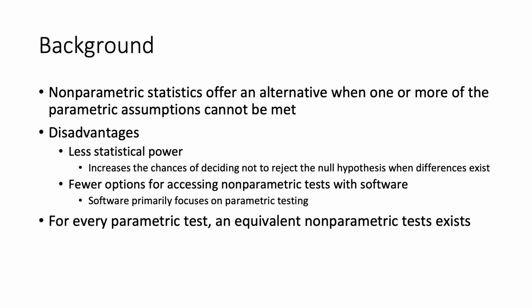There are some disadvantages with nonparametric statistics. They have less statistical power, which increases the chances of deciding not to reject the null hypothesis when differences do exist. And second, fewer options exist for assessing nonparametric tests when using software such as SPSS. SPSS primarily focuses on parametric statistics. It is important to know that for every parametric test, an equivalent nonparametric test exists.